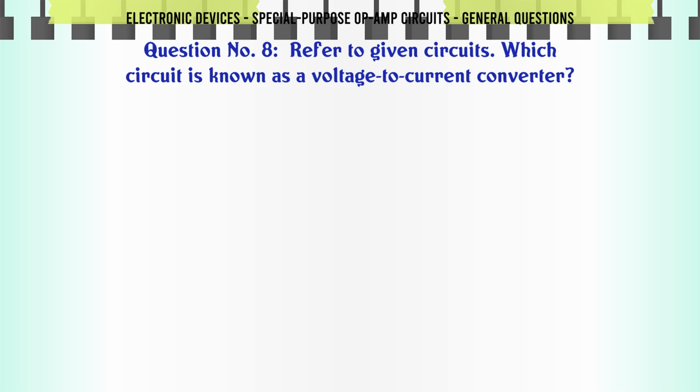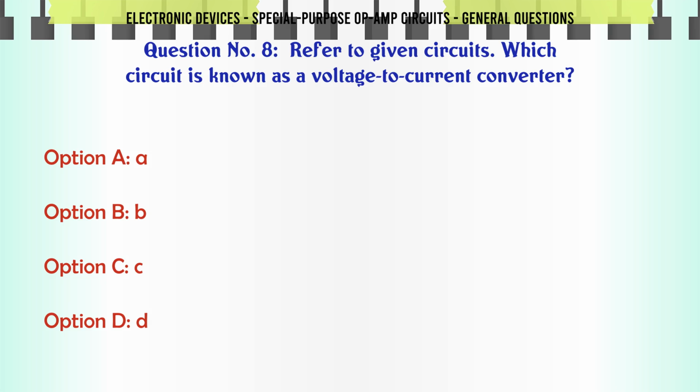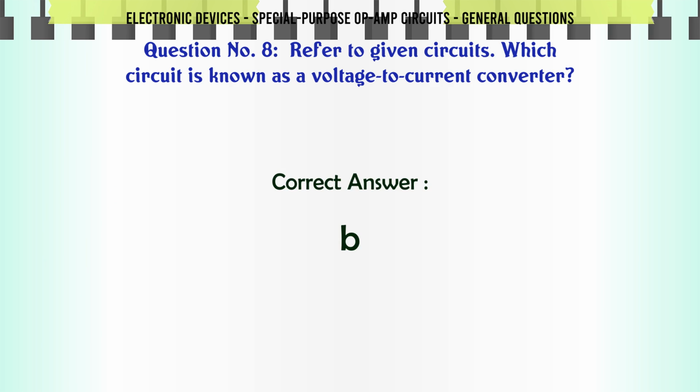Refer to given circuits. Which circuit is known as a voltage to current converter? A, B, C, D. The correct answer is B.